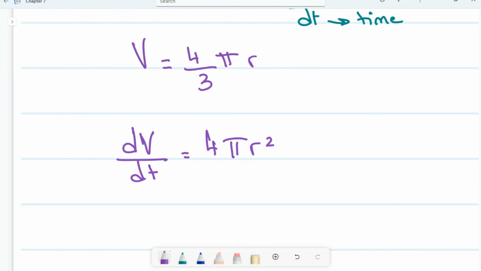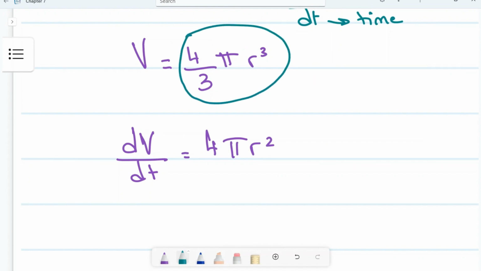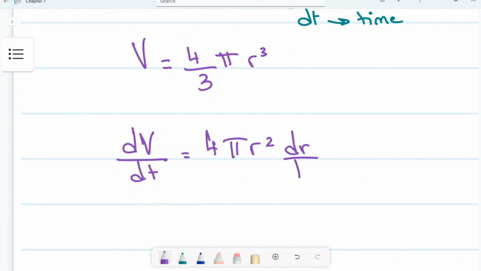However, we are not done. Notice that we are differentiating with respect to t. If we were to differentiate this part with respect to t, notice that there is no t in there. So this is implicit differentiation. So don't forget to multiply this by dr/dt.